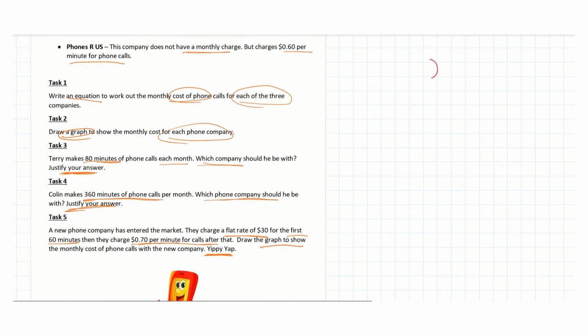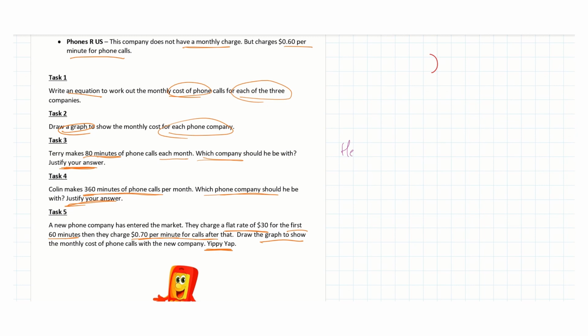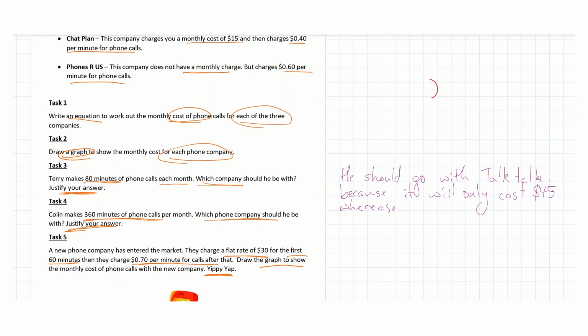So I'm going to go up here and write on my task 3: he should go with TalkTalk because it will only cost $45, whereas the other two, Chat Plan and Phones R Us, will cost $47 and $48 respectively.